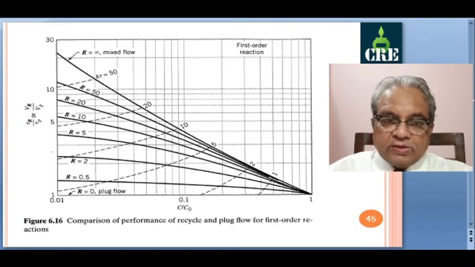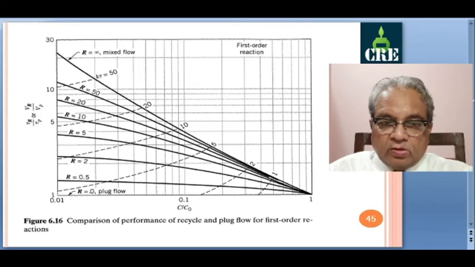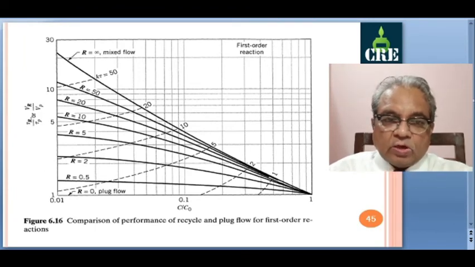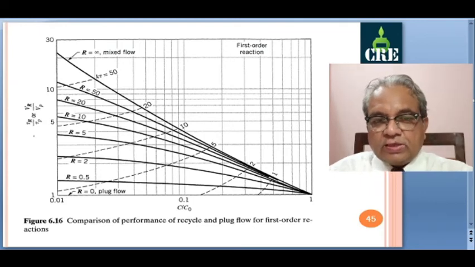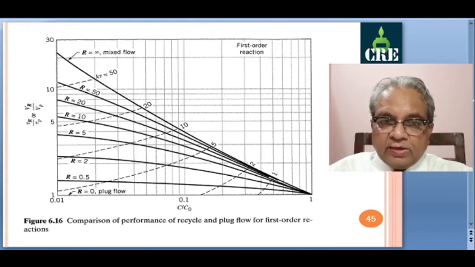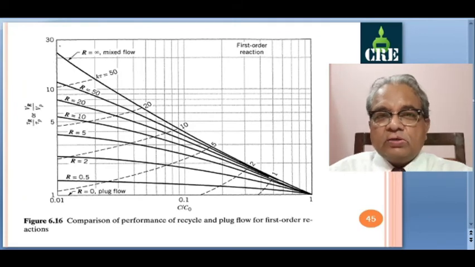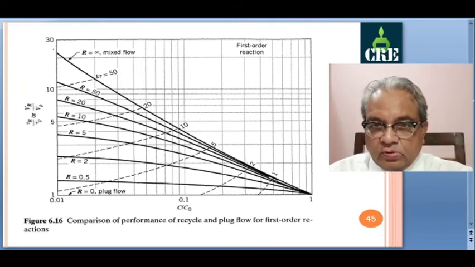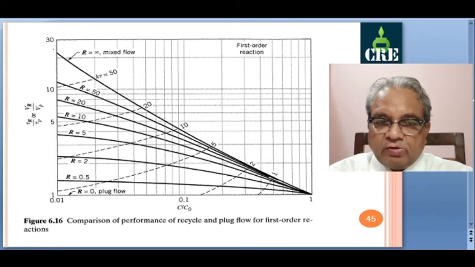So for R is equal to 0, what you will get? This value is 1. This is a logarithmic scale, so this value is 1, not 0. R is equal to 0 represents tau R equal to tau P. That means the recycle reactor is giving the same performance as that of plug flow. And R tending to infinity, at very high values, it is towards mixed flow. These plots you can take with arbitrary values and draw in an Excel sheet.